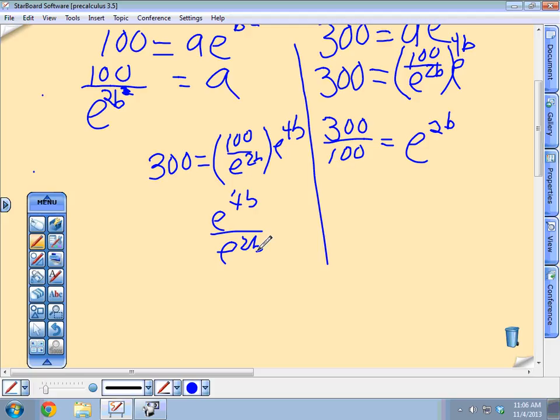Is it easy after this? Yes. So then it's equal to 3. 300 over 100 is 3. I left it as 300, but yes, that would be correct. Then ln 3 equals 2b. And then you divide by 2, so ln 3 over 2 equals b.